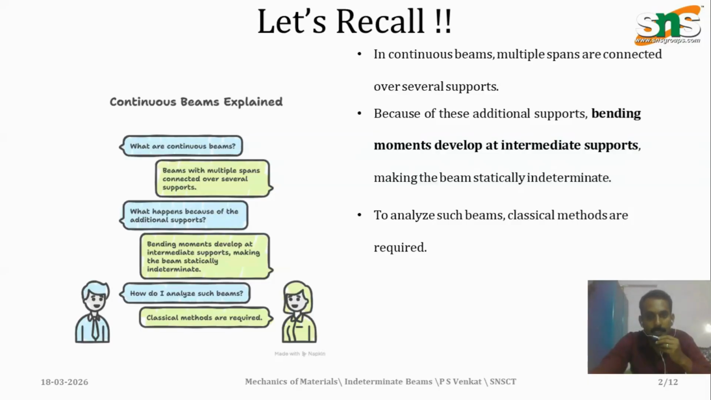So let's recall an important concept, that is continuous beams. A continuous beam is a beam that extends over more than two supports, forming multiple spans. What happens here? The beam is continuous across the supports. The loads act on different spans, and bending moments develop at the indeterminate supports. Because of this, the structure becomes statically indeterminate. And the problem is we cannot solve using only equilibrium equations. So we need special methods. One such method is Theorem of Three Moments.